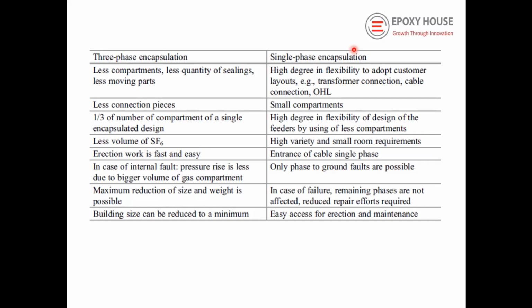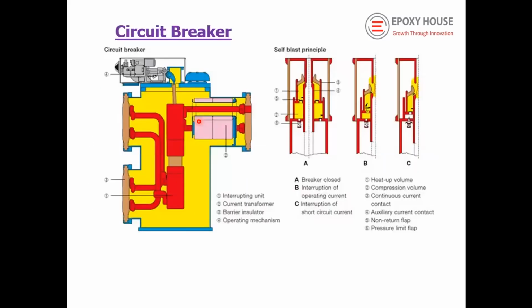When you have three-phase encapsulation, it has less volume of gas. Normally it is used up to 170 kV; people use three-phase encapsulation there. Above 245 kV, people found that it is not economical to go with three-phase encapsulation. That is the major reason why people are not making three-phase enclosed encapsulation in 420 kV and higher rated GIS.